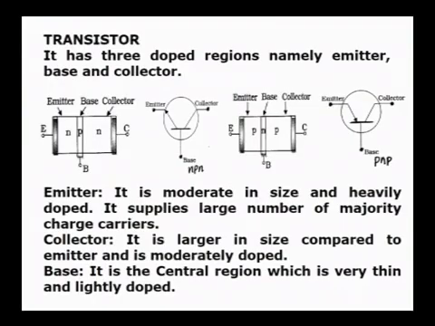Now transistor is another device based on semiconductor technology, and it has 3 semiconductor regions: emitter, base, collector, and the doping concentration of these 3 will be different. Usually emitter is heavily doped, collector is moderately doped, and base is very lightly doped. And you can see in the picture the relative sizes or widths of these regions also. Base is very narrow, thin, collector is broad, moderate size will be there for emitter.